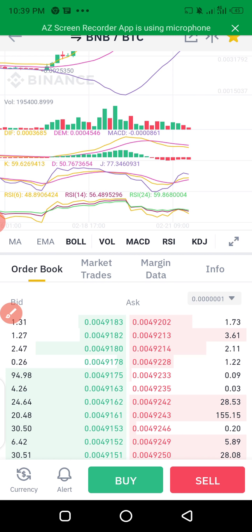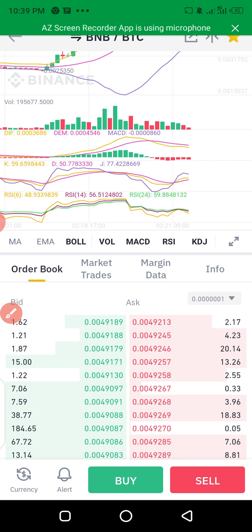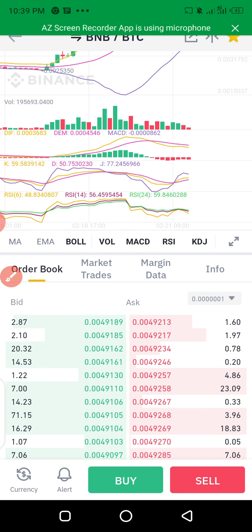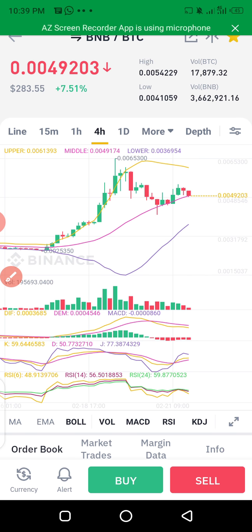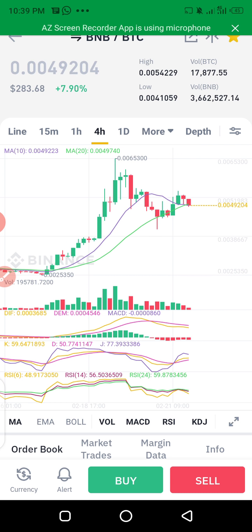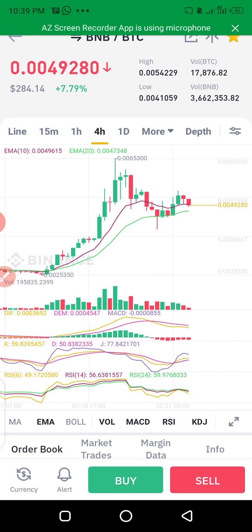For you to be rest assured in using the relative strength index, which is also a good indicator, you will combine it with Bollinger Band. I'm still coming to Bollinger Band. This is moving average. Moving average is almost the same as exponential moving average. This is EMA, the exponential moving average. I'm using the EMA of 10 and the EMA of 20.